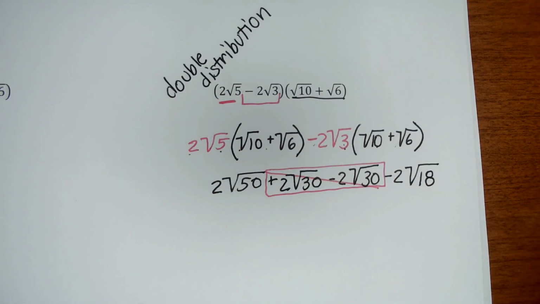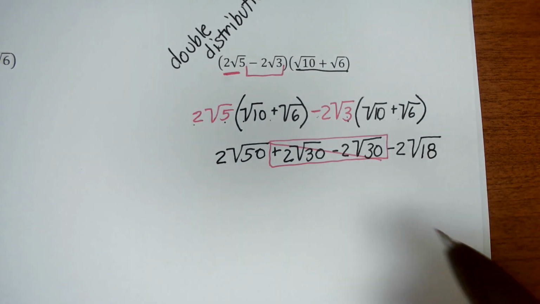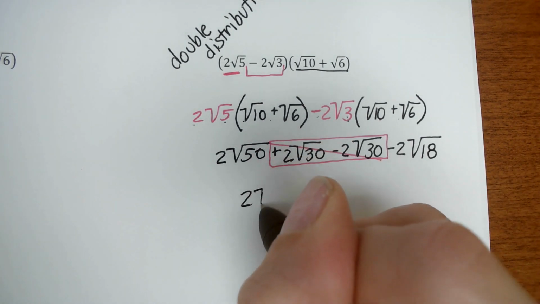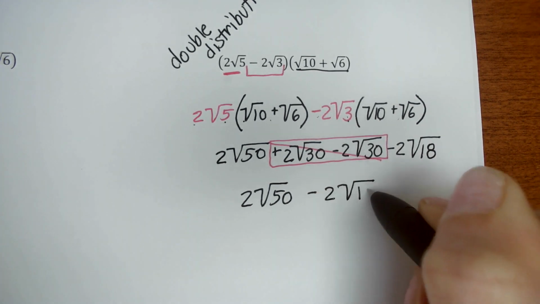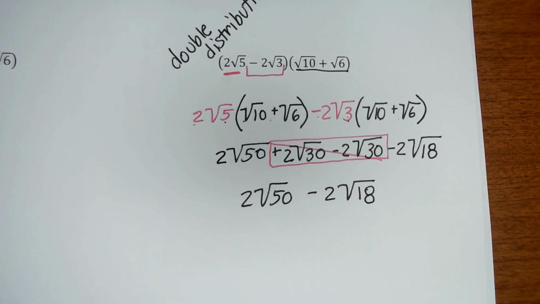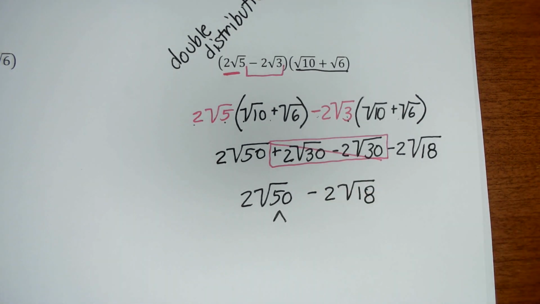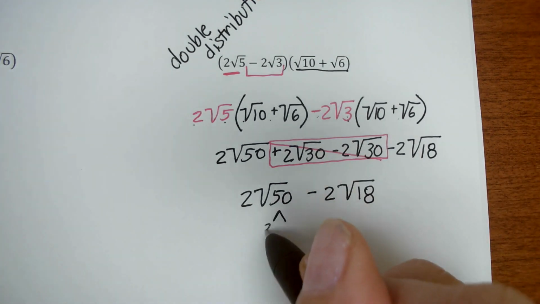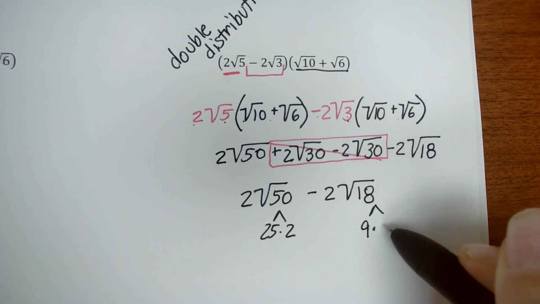Those two terms cancel out because they're the same but complete opposites. So that leaves us with 2 square root 50 minus 2 square root 18. I can't leave it like that because I know I can break this down. So 50, we can break that into 25 times 2, and 18 can be 9 times 2.